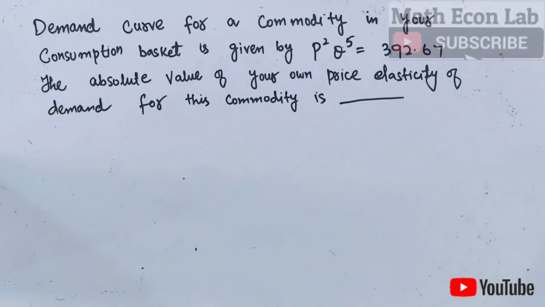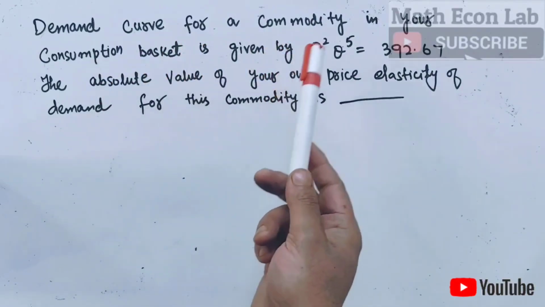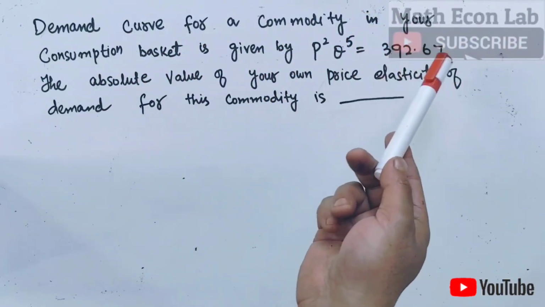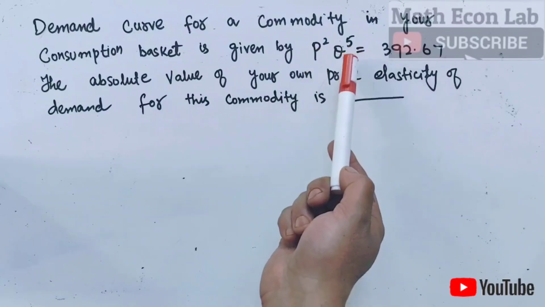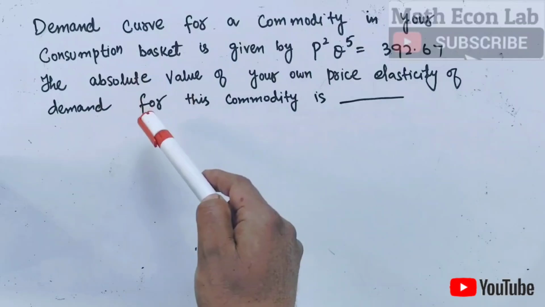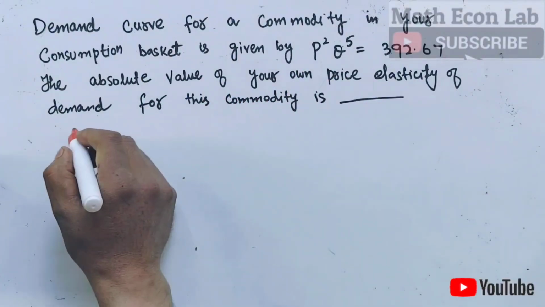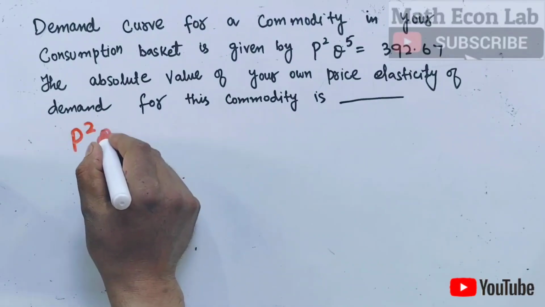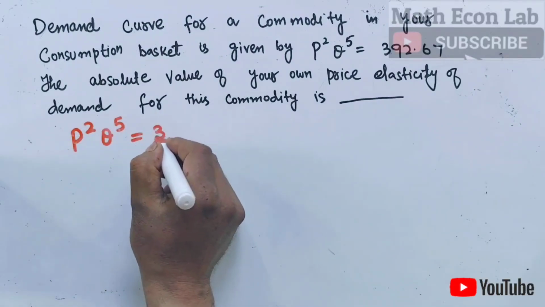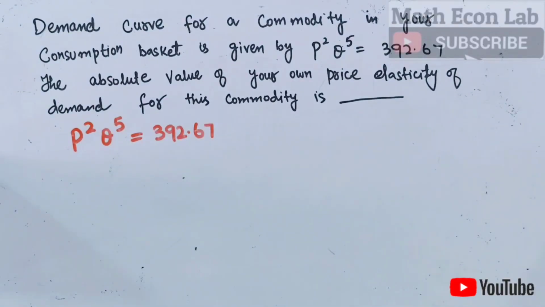The question is to find out the absolute elasticity of demand from the given demand function. The demand curve for a commodity in your consumption basket is given by p square q raised power 5 is equal to 392.67, where p denotes the price and q is the quantity. The absolute value of your own price elasticity of demand for this commodity is what we are supposed to find out.